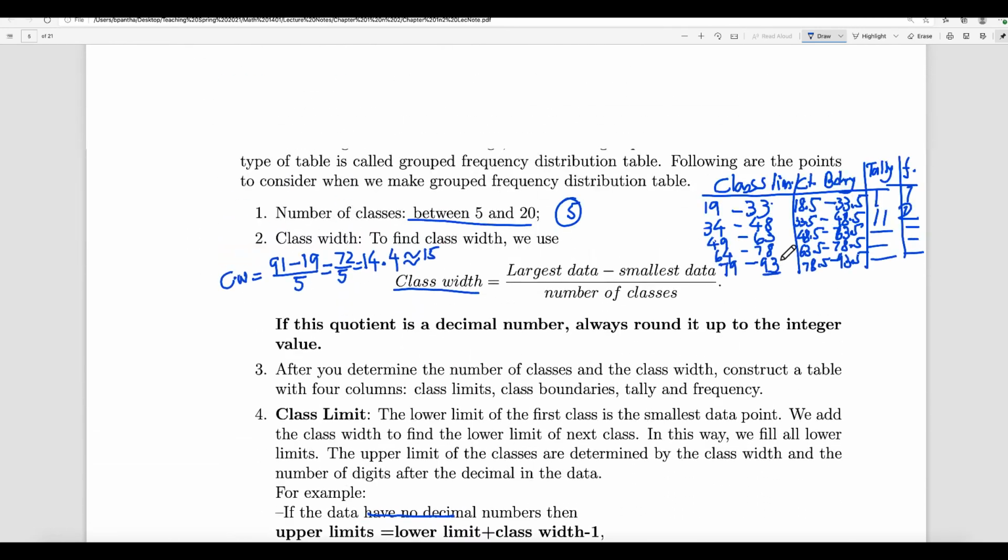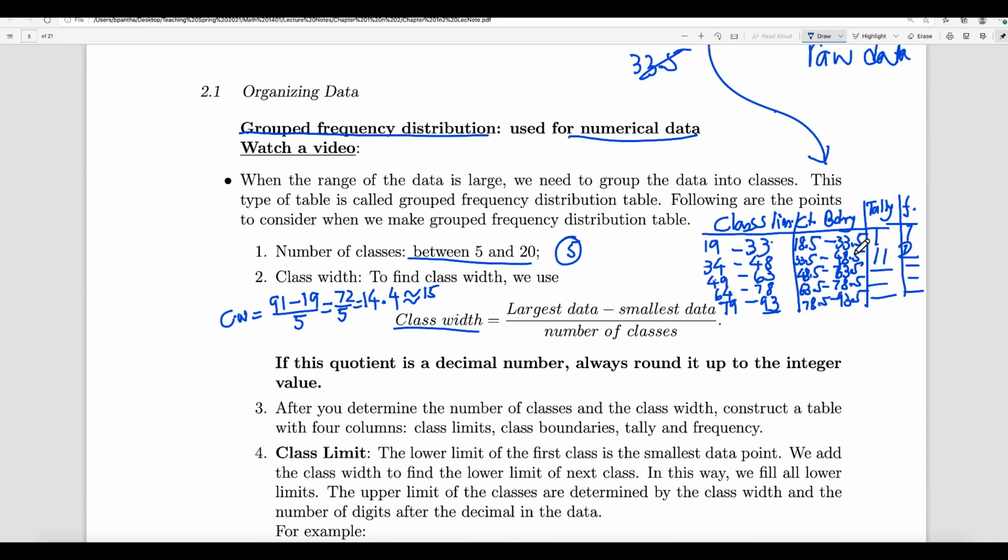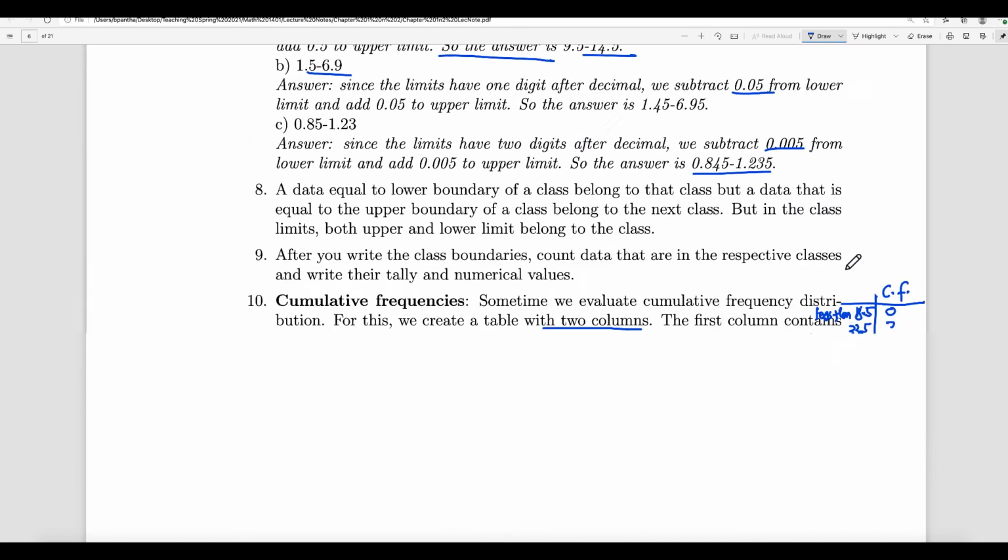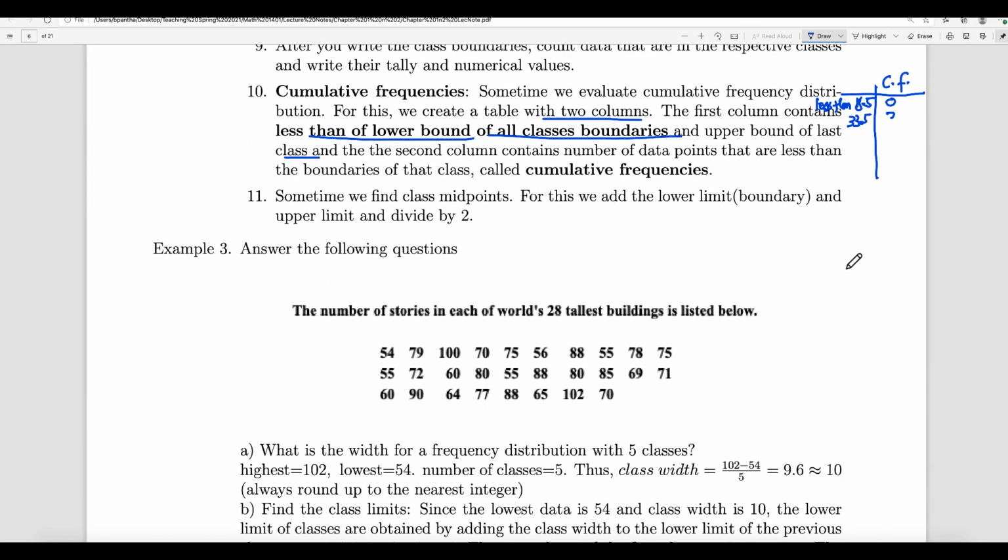Not 33.5, I said less than. There was 1, because less than 33.5 was only 1. Because 33.5 is counted in the second class, okay? So the number of data that are less than 33.5 was only 1. And another was 48.5. So there was 1 data less than 33.5, and between 33.5 and 48.5 there were 2 data. So the total is 3.